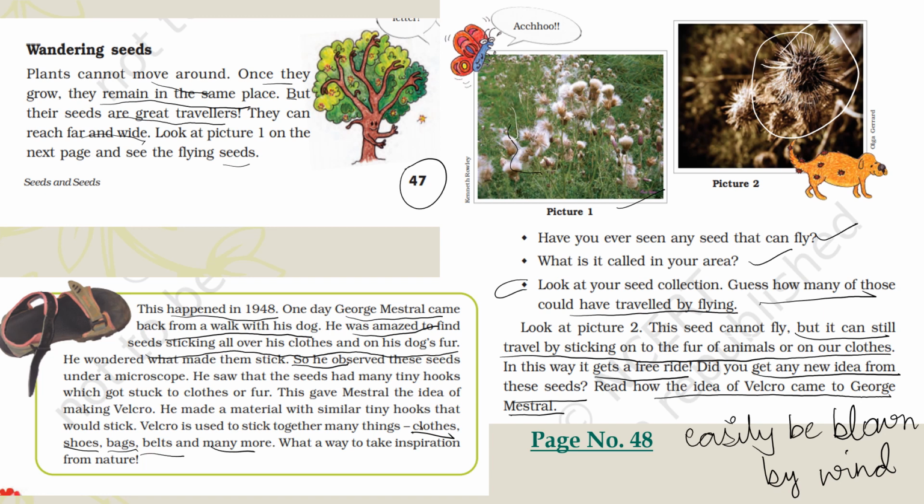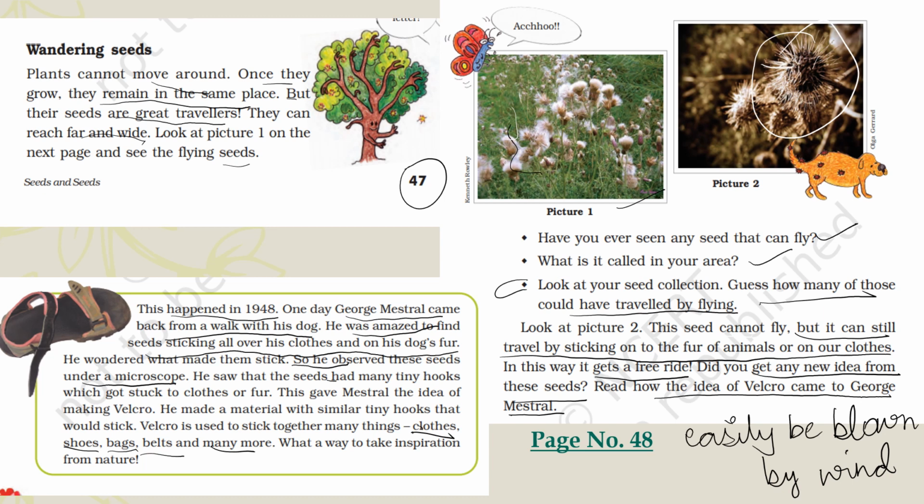So he observed these seeds under a microscope. We all know what a microscope is. It is an equipment which makes smaller things visible. If we put smaller things that are not visible by naked eye under the microscope, we can easily see them because it enlarges them, increases the size of that thing.